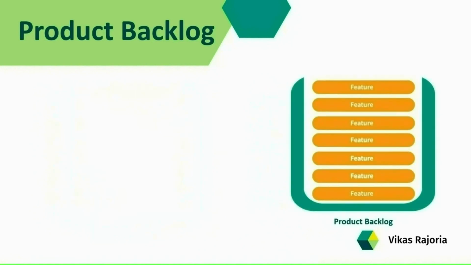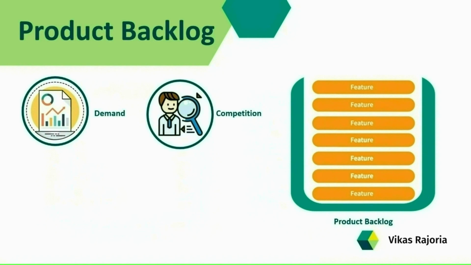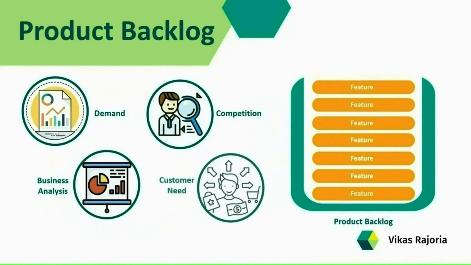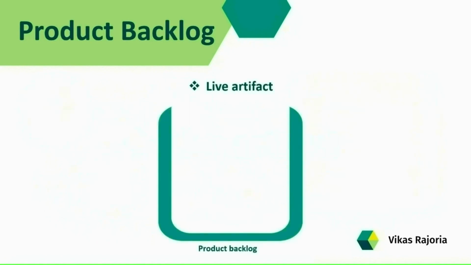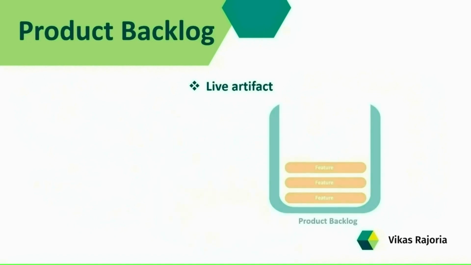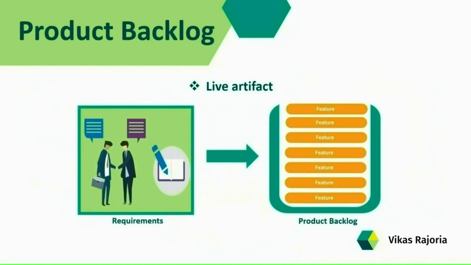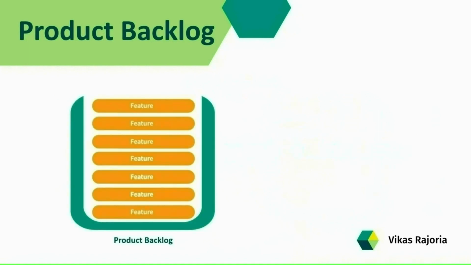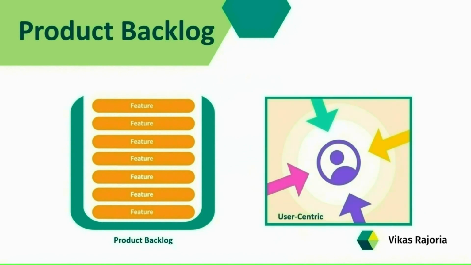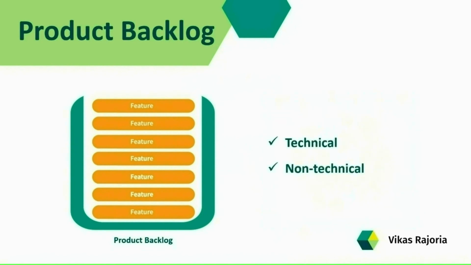It is prepared based on market demand, competition analysis, general business analysis, and customer needs. The important point is that the product backlog is a live artifact, which means it is updated whenever new information is available. Basically, the product backlog replaces the traditional requirement specification artifacts. So, in simple words, the product backlog items are user centric and contain both technical and non-technical information.